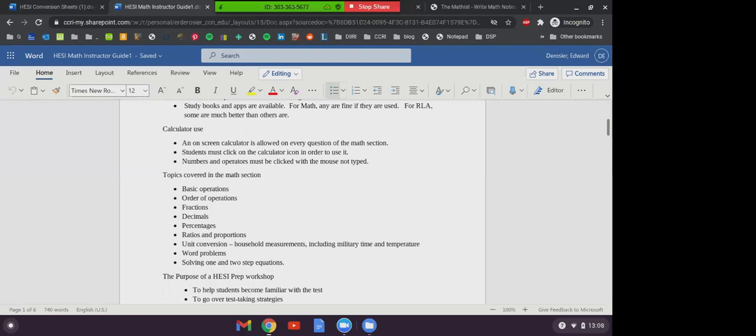So on the HESI itself, there's a calculator icon on the screen, okay? And so you want to click that icon and use that calculator all the time. There's no reason to do math longhand. Now, I know some people like to do that, so fine, more power to you. If you like to do long division or long multiplication, good for you. That's wonderful, and I'm very happy about that. But if you have a tool, use the tool, right?